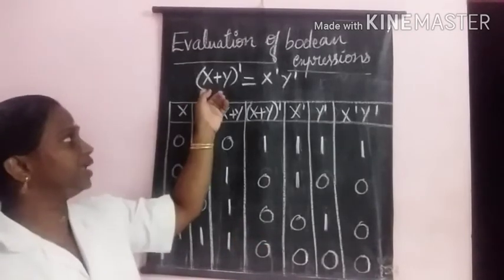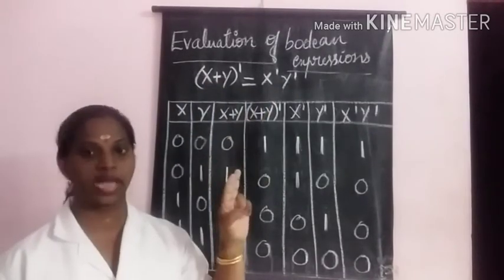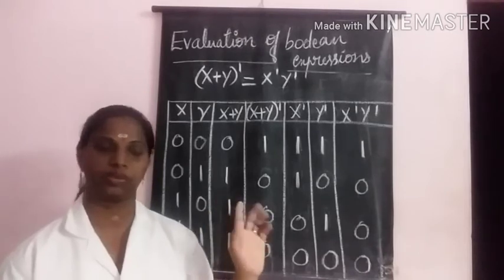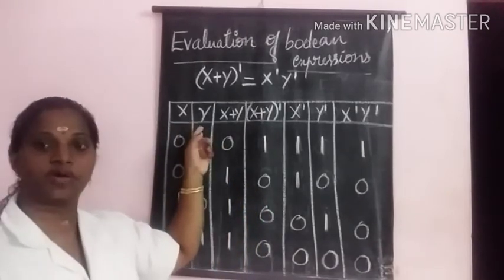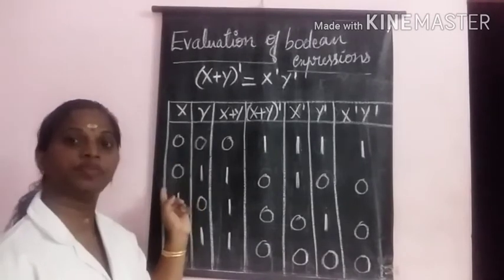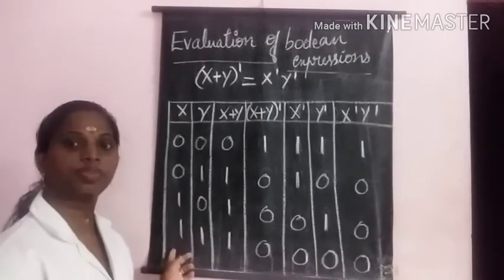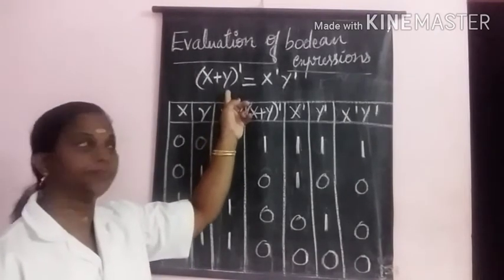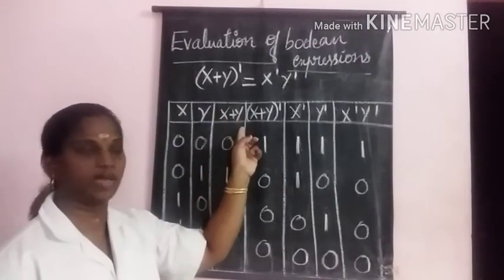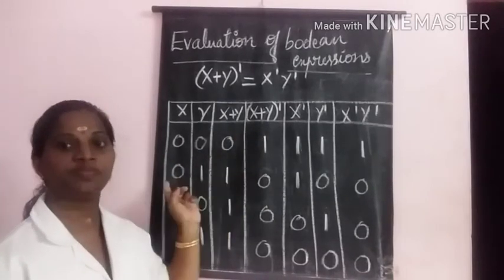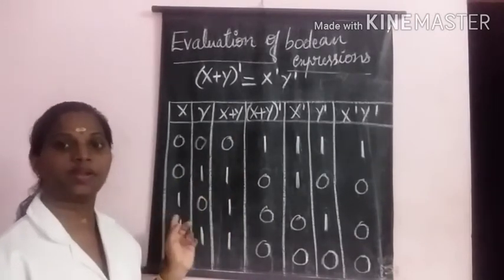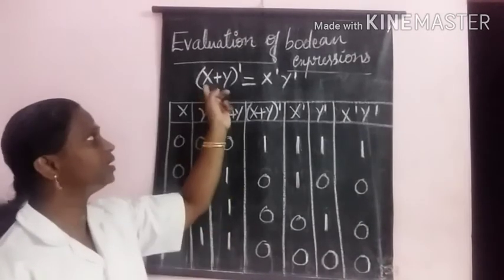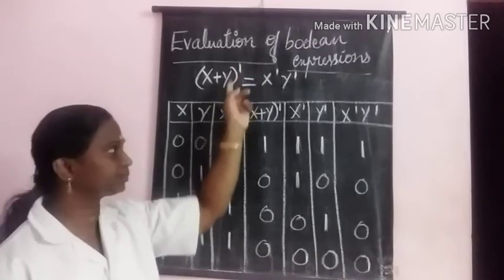So here x, y. Only two variables. Then you can prepare a truth table for x and y. First write the truth table for x and y: 0 0, 0 1, 1 0, 1 1. Then what is the next one? X plus y. Then find x plus y. That is 0 plus 0, 0; 0 plus 1, 1; 1 plus 0, 1; and 1 plus 1, 1. Then find x plus y dash.